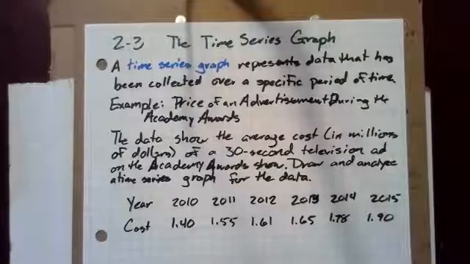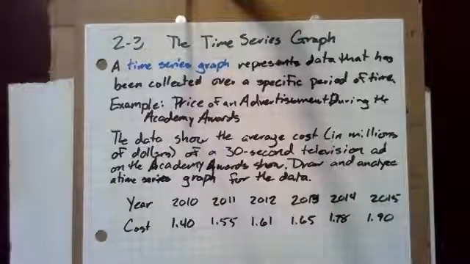In this video, we'll look at time series graphs. A time series graph represents data that has been collected over a specific period of time. For example, we'll look at the price of an advertisement during the Academy Awards. The data show the average cost in millions of dollars of a 30-second television ad on the Academy Awards show.